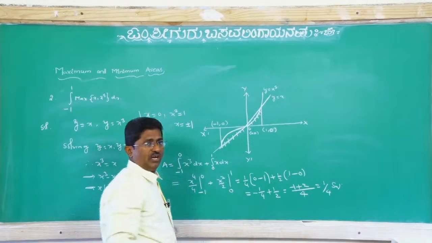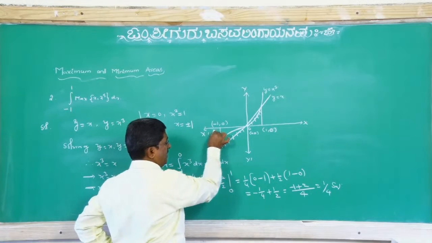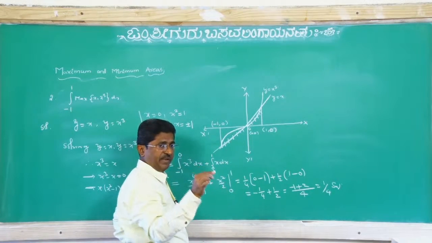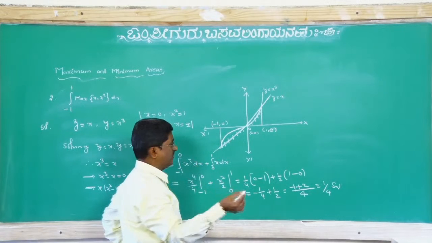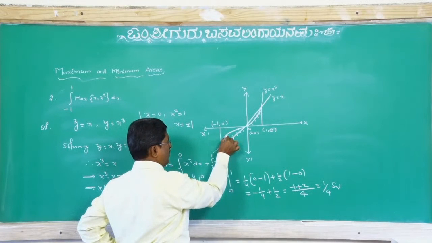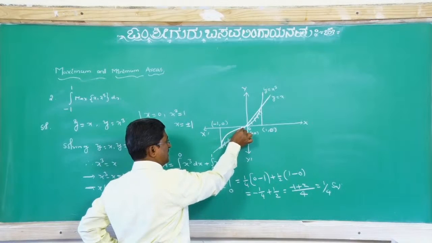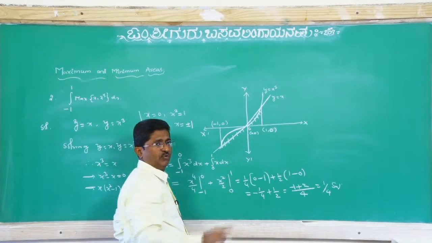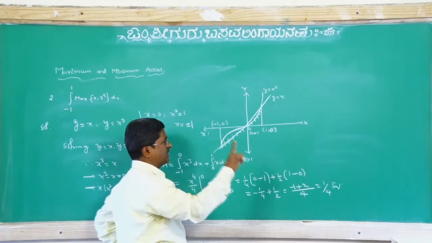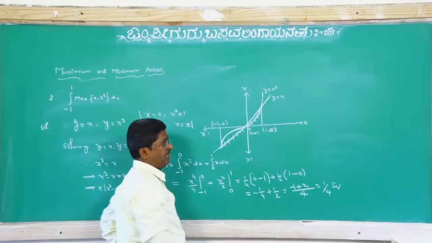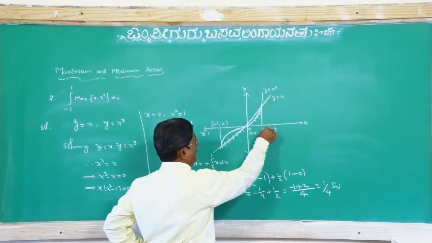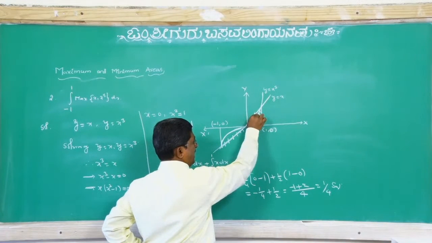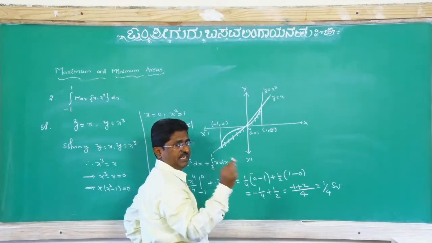But for these two graphs, between the interval minus 1 to 0, which one is maximum and which one is minimum? Between minus 1 to 0, the maximum value is the cubical parabola, x cube. The minimum value of the function is y equal to x only. The minimum portion is cut and thrown outside. Between 0 to 1, the maximum value is y equal to x, and the minimum value, x cube, is thrown outside.